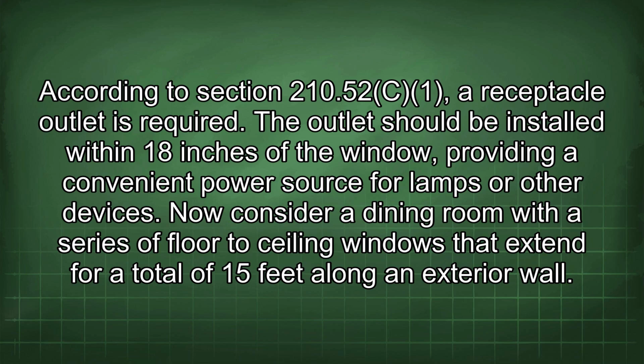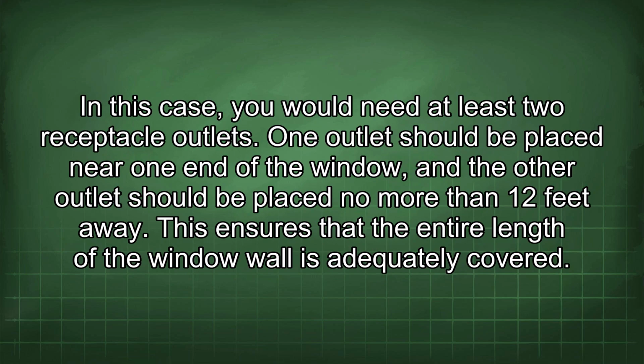Now consider a dining room with a series of floor-to-ceiling windows that extend for a total of 15 feet along an exterior wall. In this case, you would need at least 2 receptacle outlets. One outlet should be placed near one end of the window, and the other outlet should be placed no more than 12 feet away. This ensures that the entire length of the window wall is adequately covered.